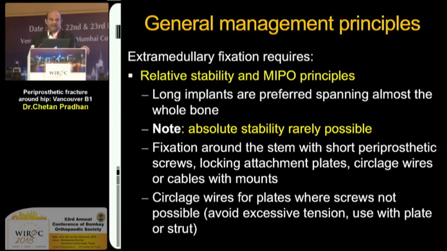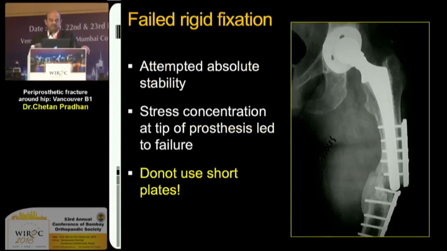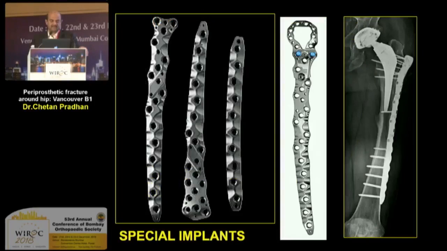and wires or cables. So do not attempt rigid fixation, because this usually fails. Rigid in the sense, don't attempt absolute stability unless you have a very clear-cut oblique kind of a fracture well below the prosthesis, but usually this is not the case. You have a plethora of special implants available now, especially the periprosthetic plates, quite costly, most of them, but then very useful in certain situations.